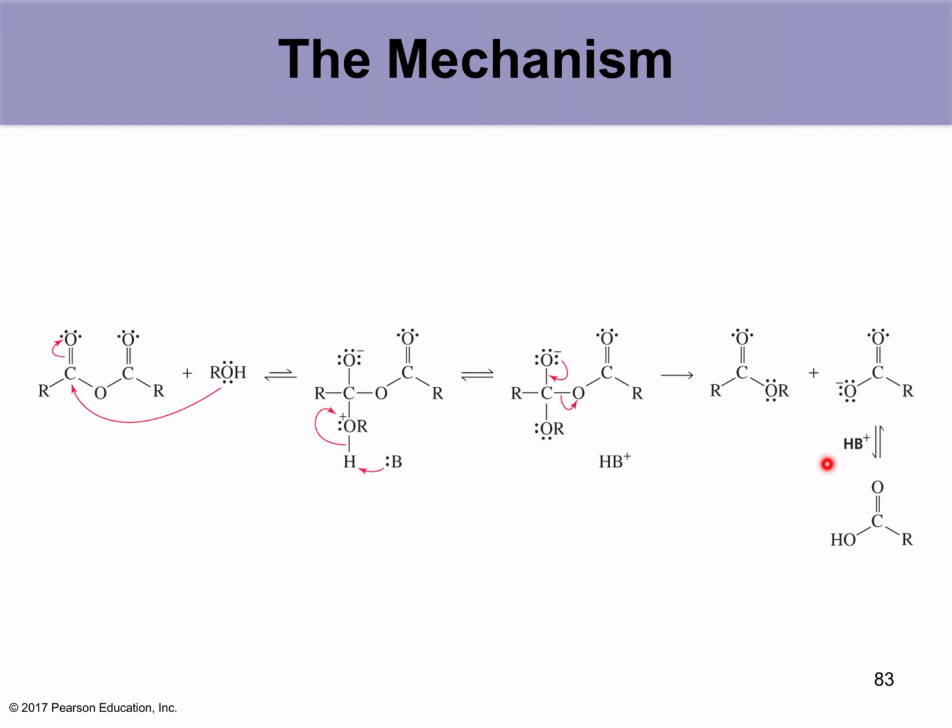When you add a base, the conjugate base will grab a proton and then it can become a carboxylic acid. So it's making an ester and a carboxylic acid by reacting with an alcohol.